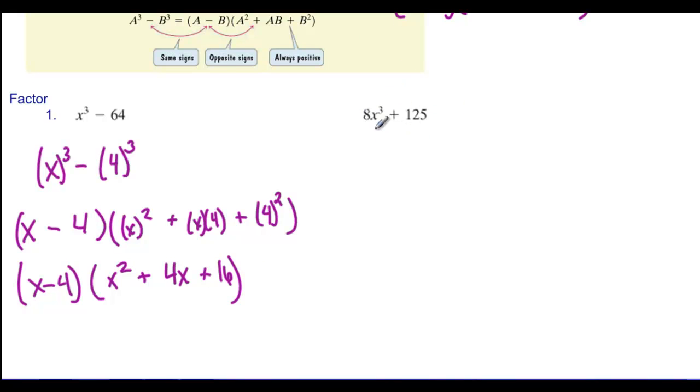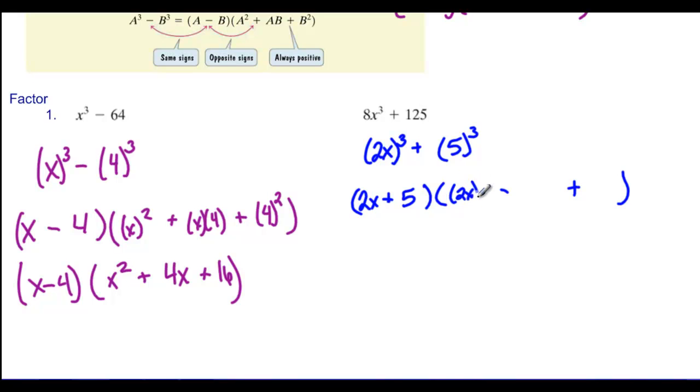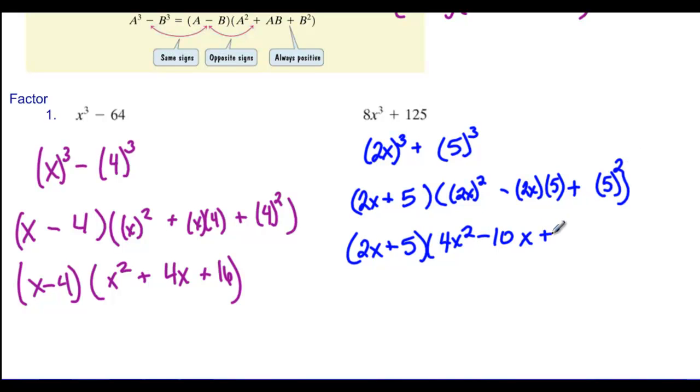So we'll try again. So with this 8x cubed plus 125, you have to cube 2x to get 8x cubed plus, and you have to cube 5 to get to 125. So again, same process. Short set of parentheses, a long set of parentheses, same sign, opposite sign, plus sign. We're going to have 1 of the first, 1 of the second, 2 of the first, 1 of each, and 2 of the second. So, whenever we simplify, we're going to have 2x plus 5. This 2x squared is 4x squared. And then the 2x times 5 is going to be minus 10x. And then the 5 squared will be plus 25.